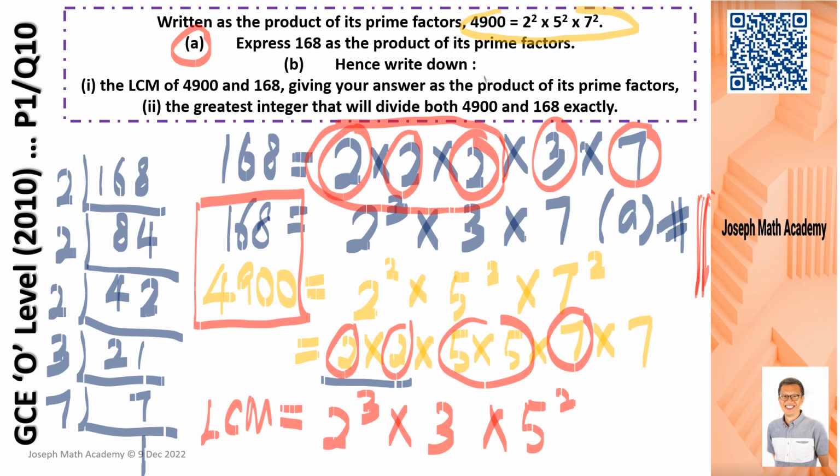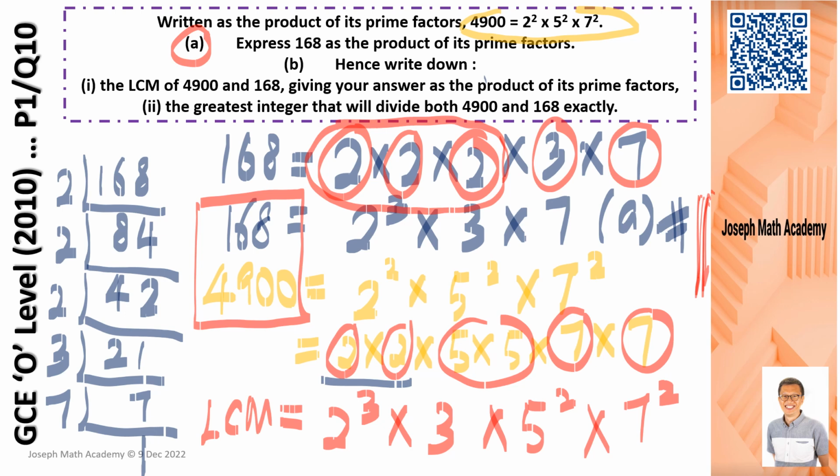So let me check again. 2 cubed comes from 168. 3 comes from 168. 5 squared comes from 4,900. And we are left with a 7. The one that has the biggest value is this one, so 7 squared. So the LCM of 168 and 4,900 is 2 to the power of 3 times 3 times 5 to the power of 2 times 7 to the power of 2.